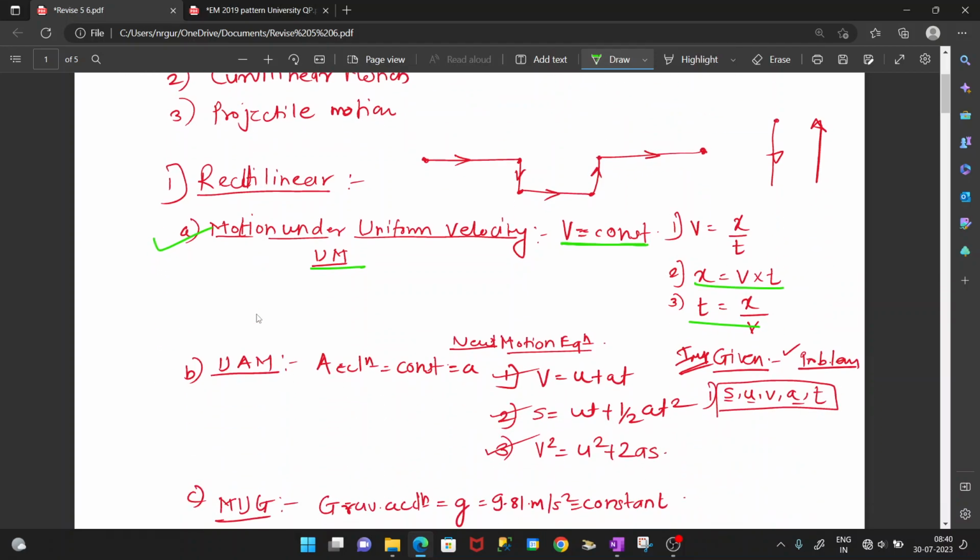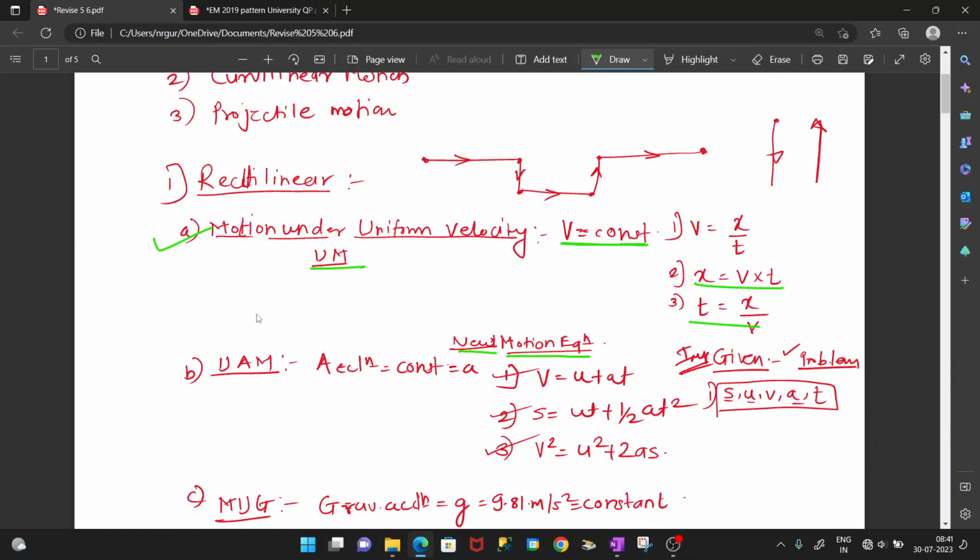Now, second type is what? Uniform acceleration motion, meaning acceleration will be constant. Then Newton's laws of motion are applicable here. What are those? v is equal to u plus at, s is equal to ut plus 1/2 at square, and v square is equal to u square plus 2as. So based on that, we can have the problems.